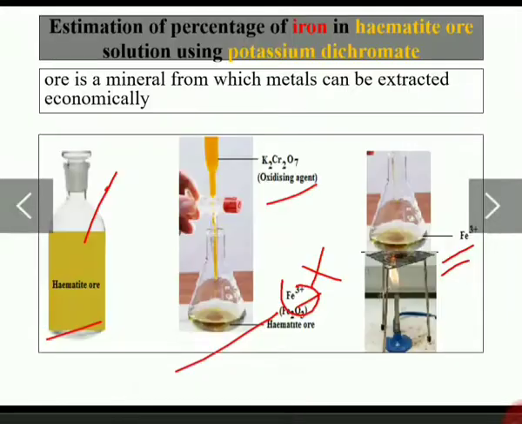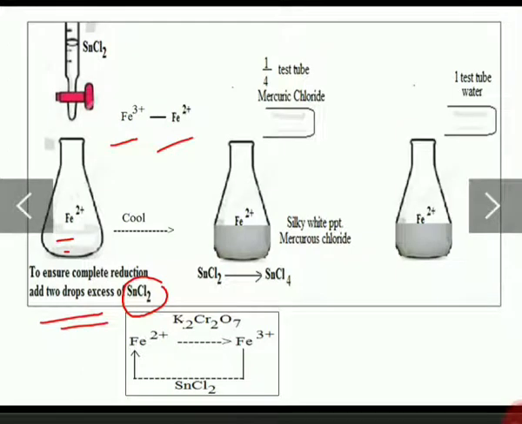In the experiment, you are adding potassium dichromate from the burette. Potassium dichromate converts this Fe2 plus into Fe3 plus. If stannous chloride is not removed, this stannous chloride again converts Fe3 plus back to Fe2 plus. So we have to remove the 2-drop excess of stannous chloride. Let us see how we can remove it.